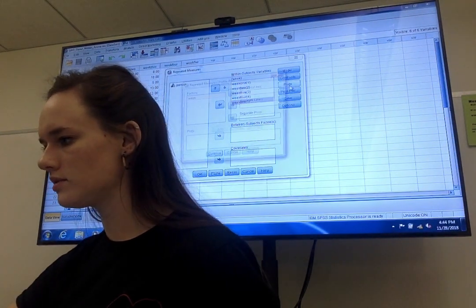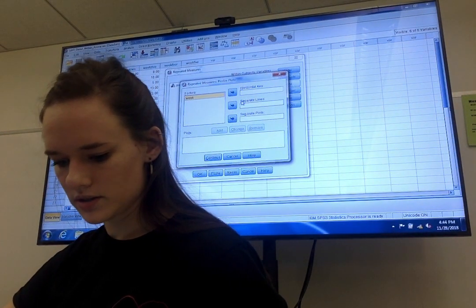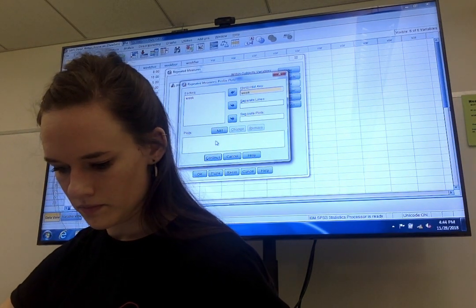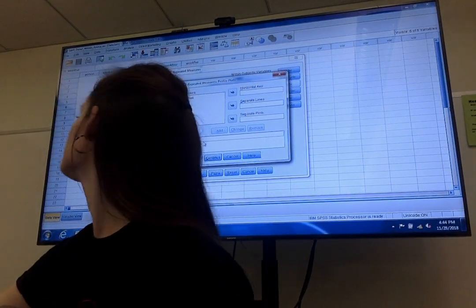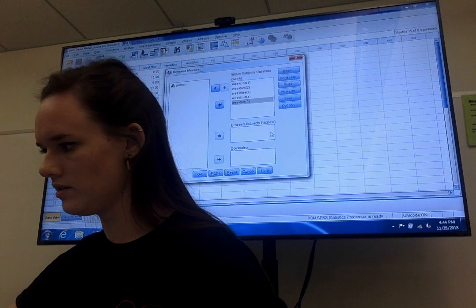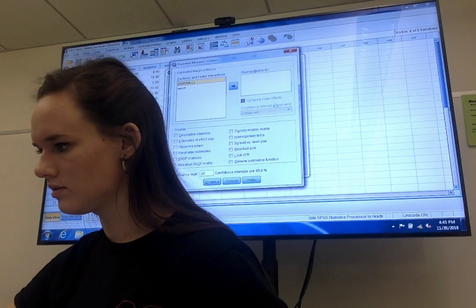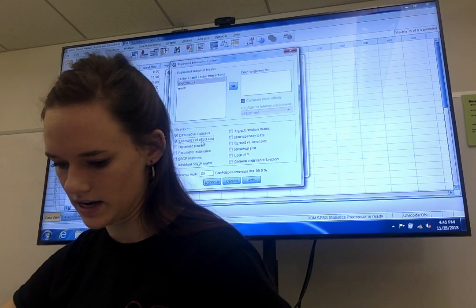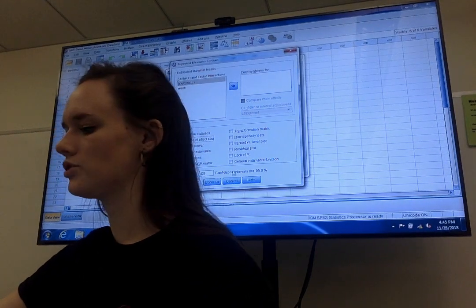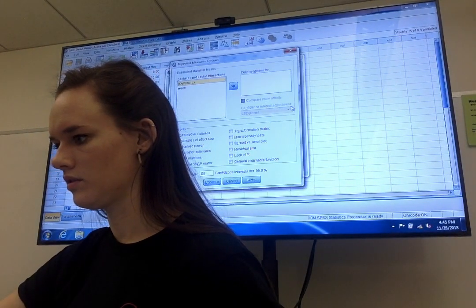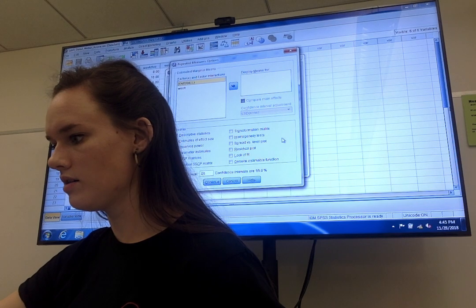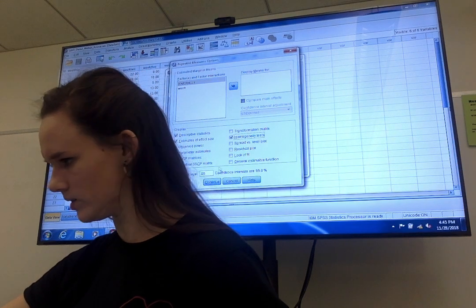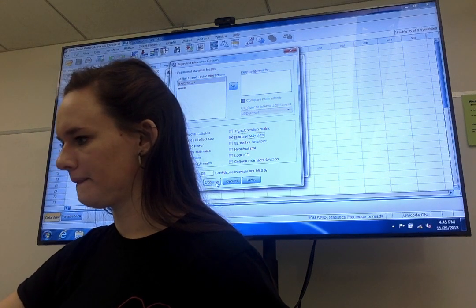And then we'll go to Plots, and we're going to put week over to the horizontal axis, and then add. Continue. Go down to Options, and we want descriptive stats, estimates of effect size, and then that should be good. We don't have to click the homogeneity test ones. No. I'm going to do it to see what pops out. We don't need the means because we already did.